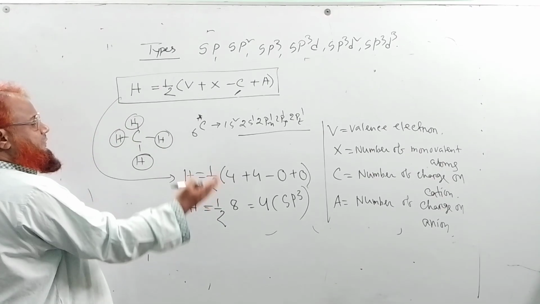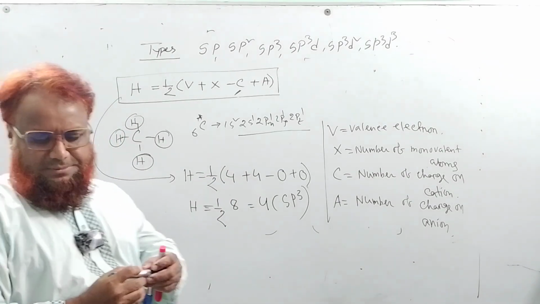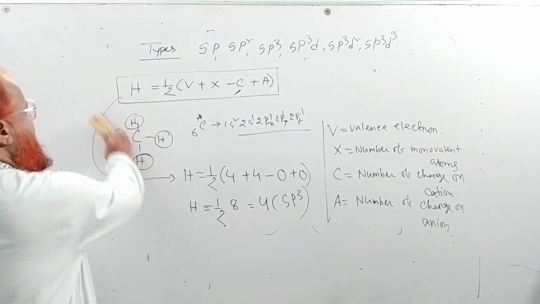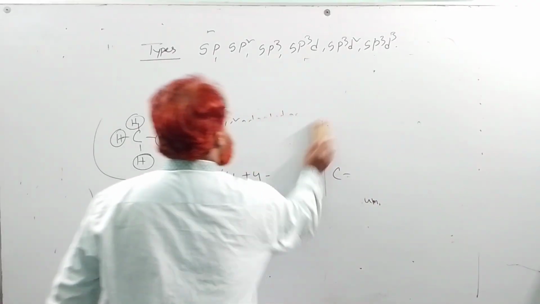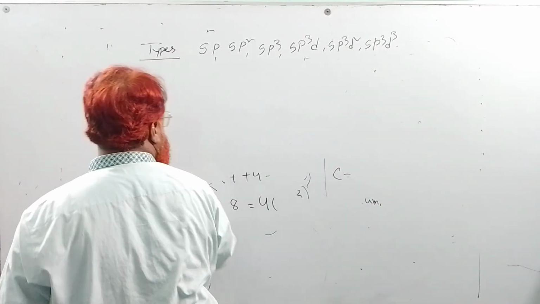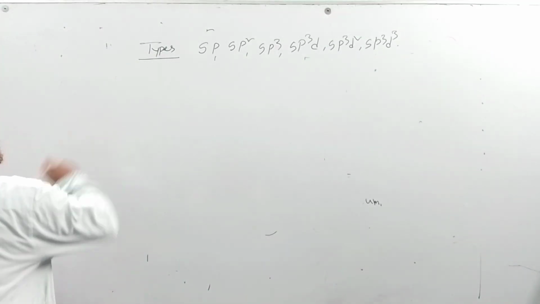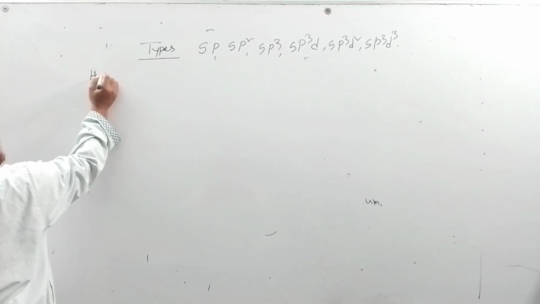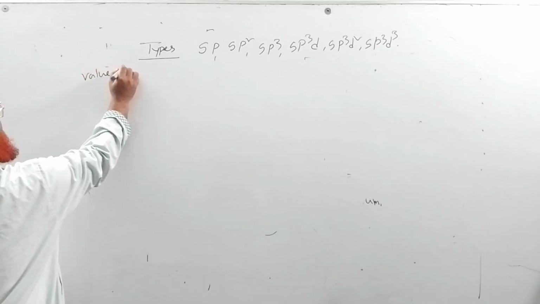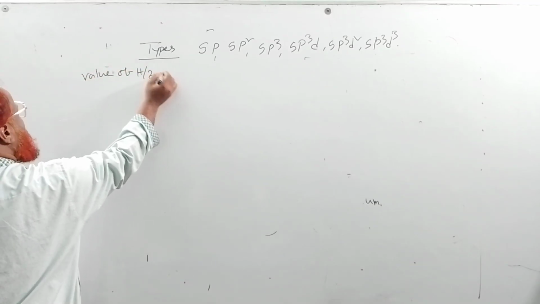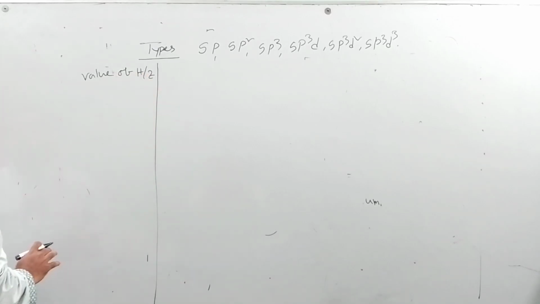Now, what will be the value for the other types of hybridization? Now, come to the next point, like this. Wait a minute. Value of H or Z. That means that instead of that H, you can also use Z.